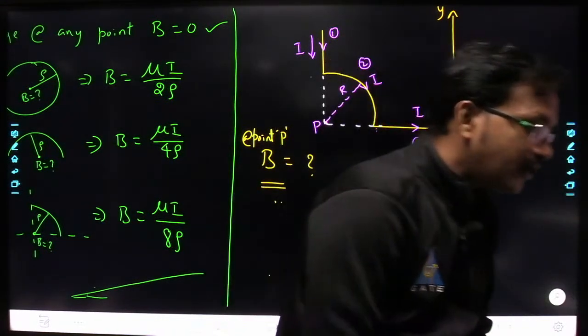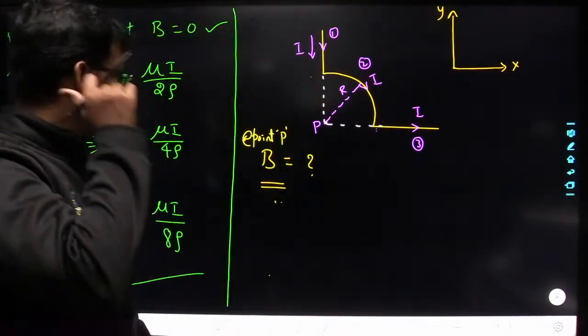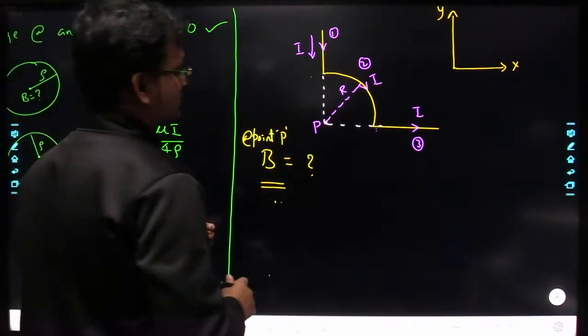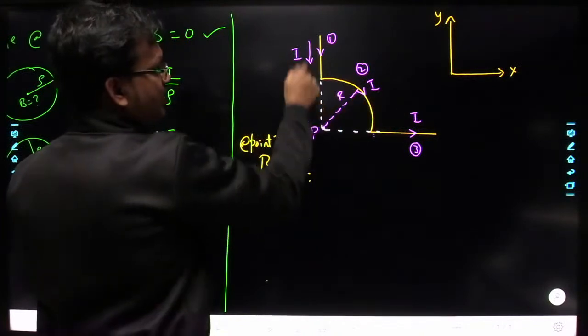Okay, mu I by 8R. Okay, very good, Rahul Thakur, right? Okay. Now see here. If you forget about sections 2 and 3 and consider only section 1.